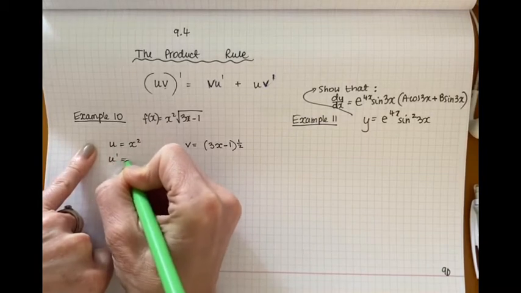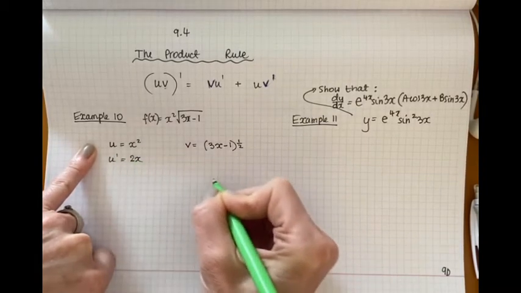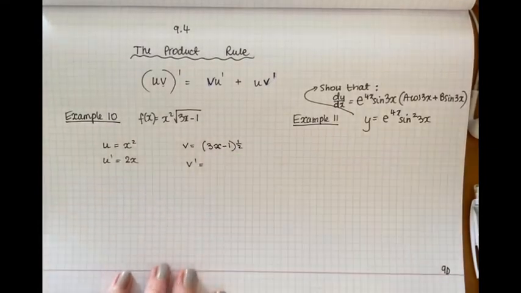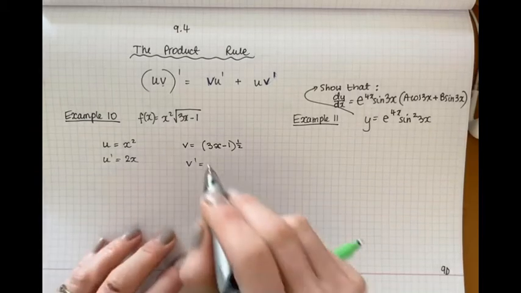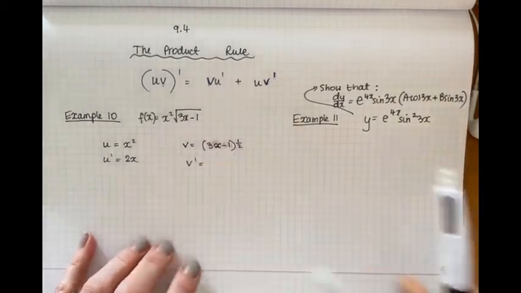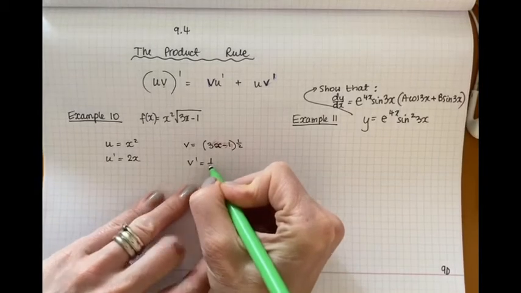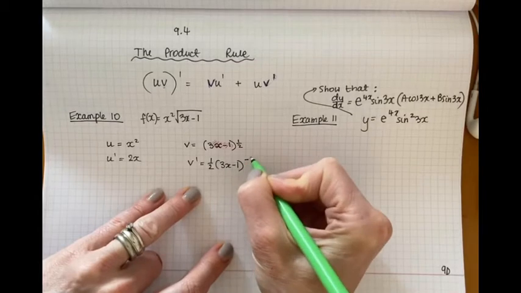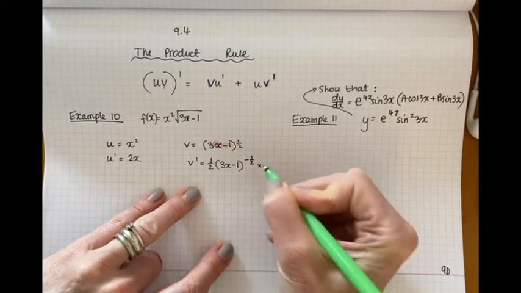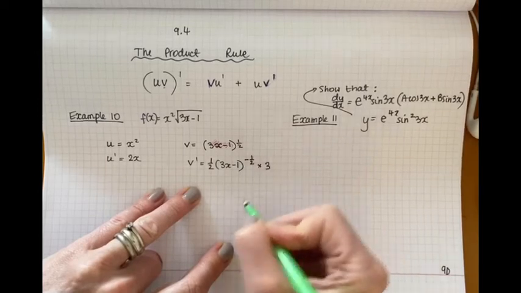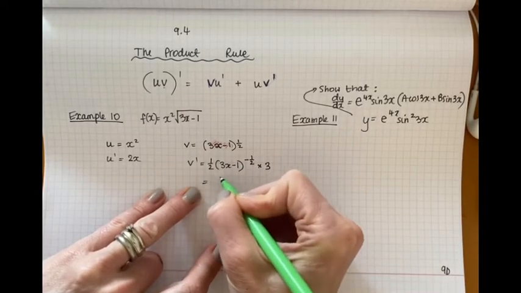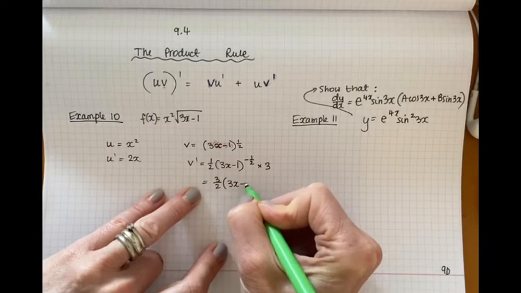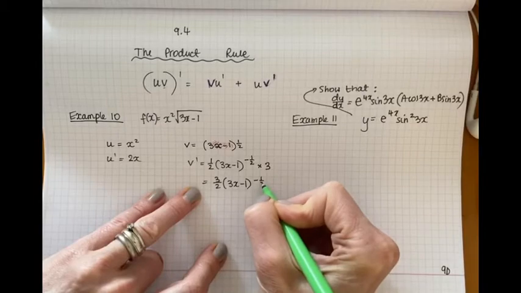U dash can be found straight away. We're going to write it as 2x, and v dash. So here we're going to apply a quick chain rule. So remember what we said, you've got something here to the power of a half. So the power comes down, it's a half. That something needs to be now given the power of 1 less than a half. So minus a half, and follow it by the red bit differentiated, so it's 3. So I'll write it a bit in a different way. 3 over 2, 3x minus 1 to the power of minus a half.